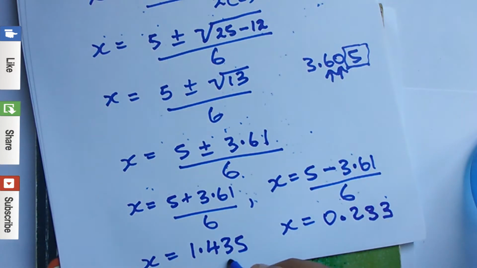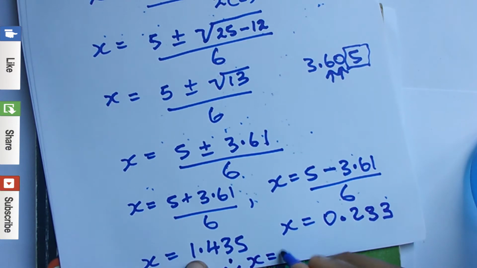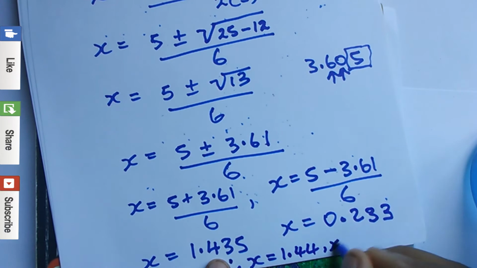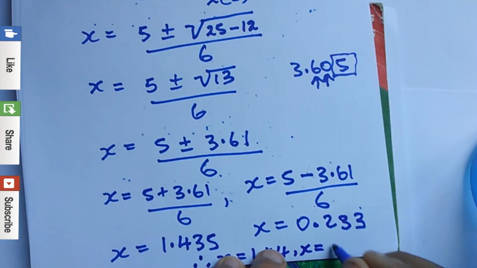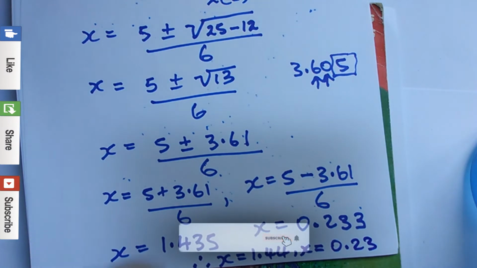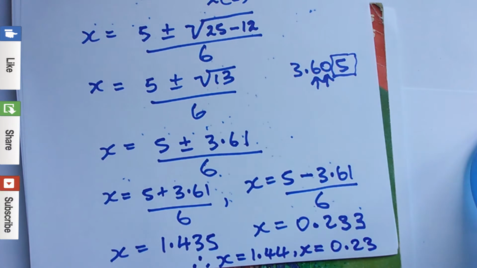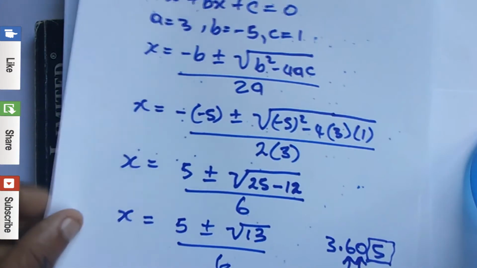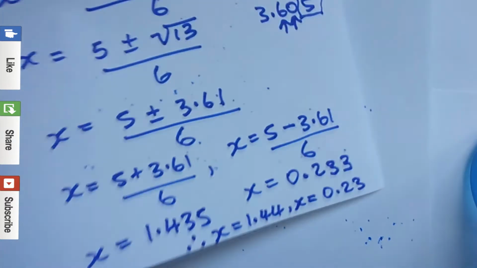So therefore x is equal to 1.44 and x is equal to 0.23. And remember, these are 2 decimal places. So if you use the exact answers, then round them off to 2 decimal places, you would probably get a bit higher values than these. Alright, so that's it for that question. I'm going to go on to another one.